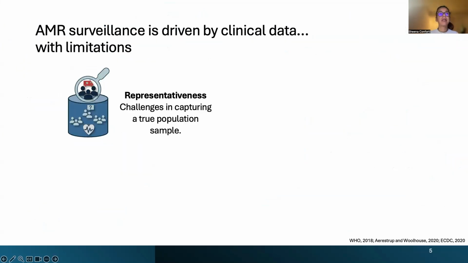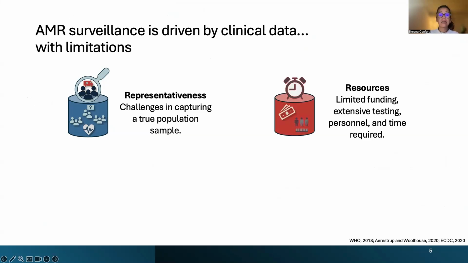And the main limitation is that antimicrobial resistance surveillance nowadays is driven by clinical data, which is great, but has limitations. So first of all, there is a lack of representativeness. So this means that only people that have access to healthcare and go to hospitals are actually screened for resistance. And we have no idea how many of us, maybe in this moment, are carrying resistant bacteria and we just don't know it. There is a lot of resources needed in order to diagnose antimicrobial resistance and to screen for it in clinical settings, which requires a lot of money, a lot of time, and a lot of people.